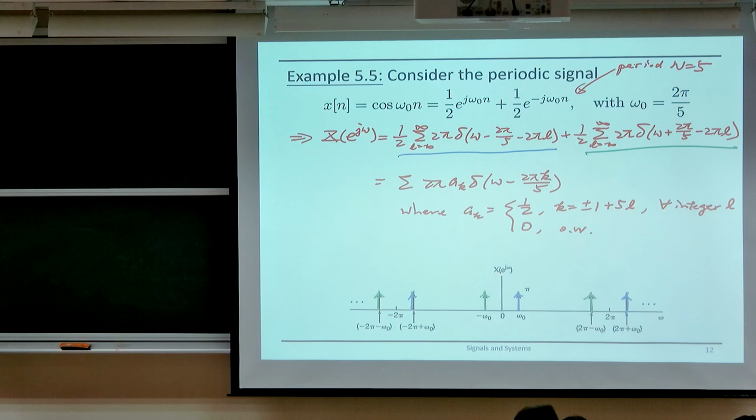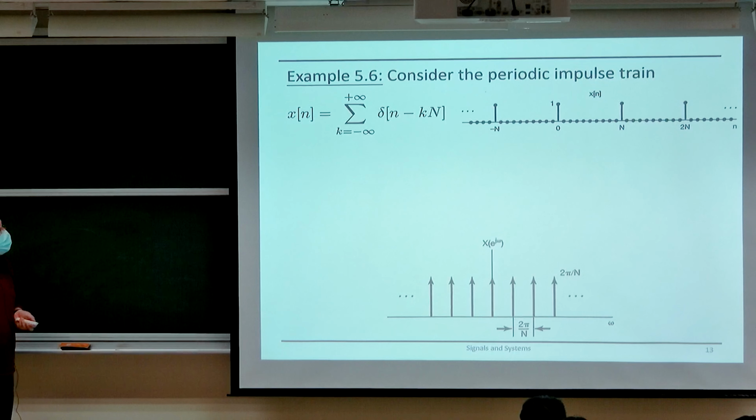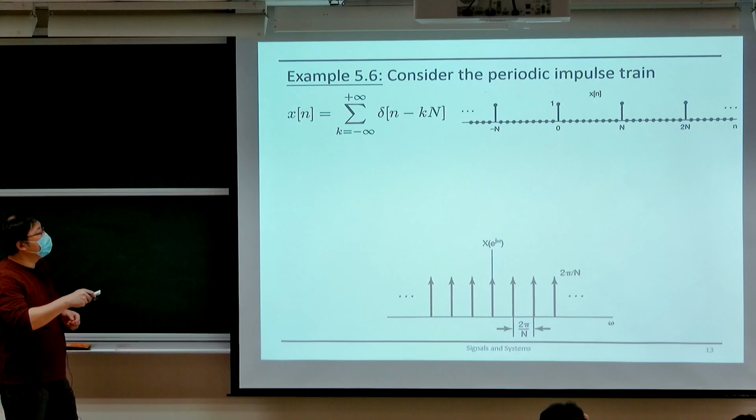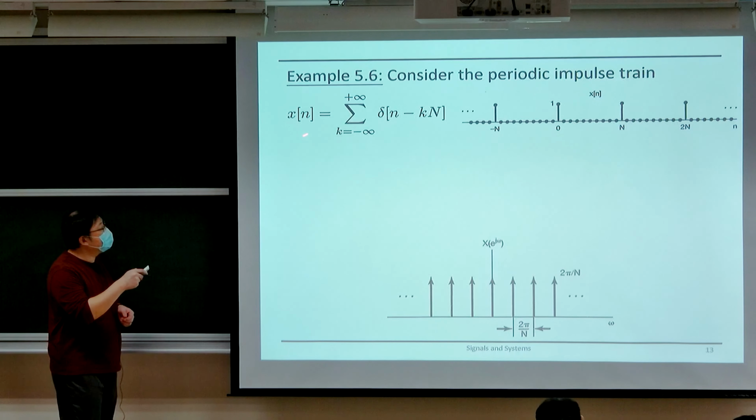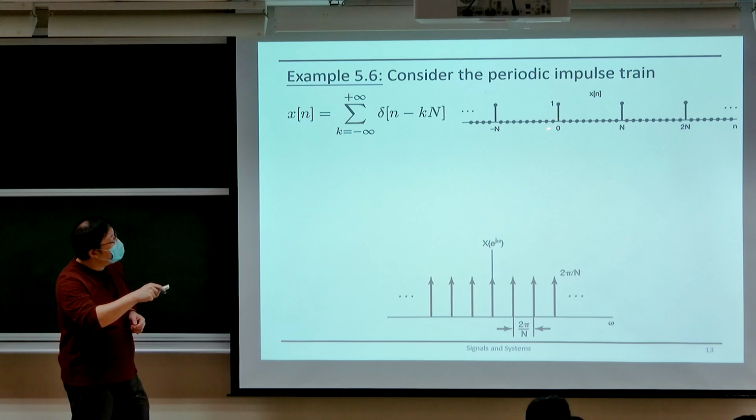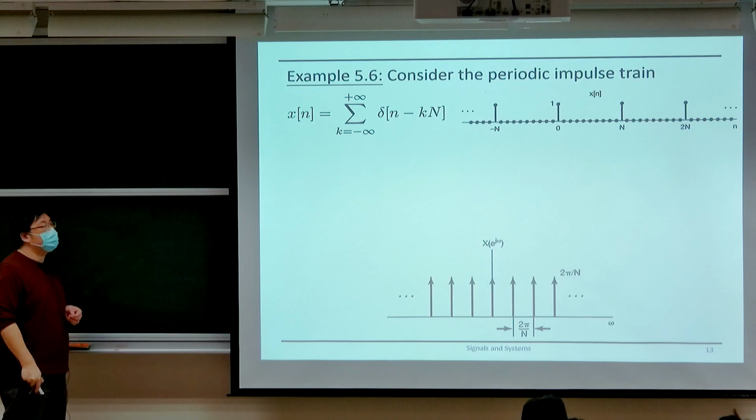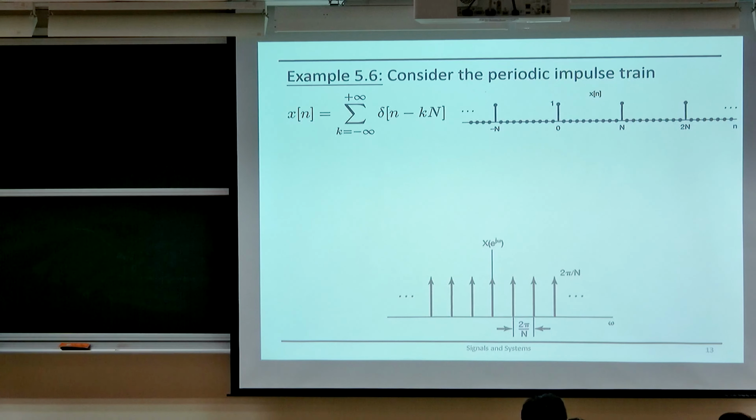All right. So we can look at another typical example. Okay. So this other typical example is this periodic impulse train. Suppose we have a signal that is this impulse that is repeated every integer multiple of capital N.